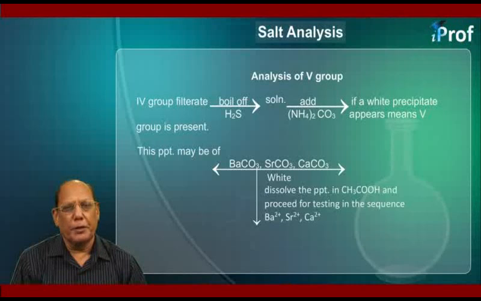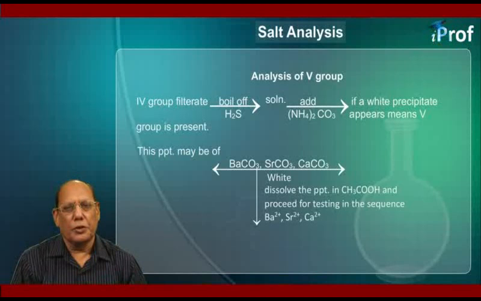This precipitate may be of barium carbonate, BaCO3, strontium carbonate, SrCO3, CaCO3, that is calcium carbonate. So we collect this white precipitate and dissolve the precipitate in acetic acid and proceed for testing in the sequence. This is very important: barium ions, then strontium ions, and then calcium ions.